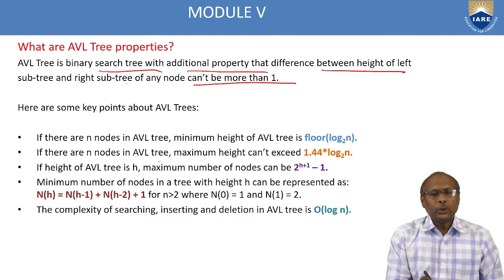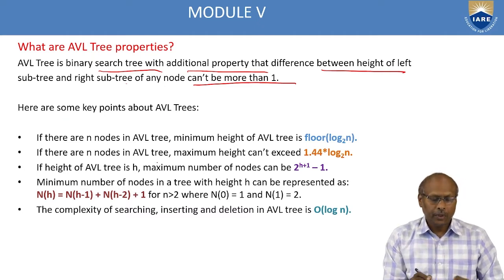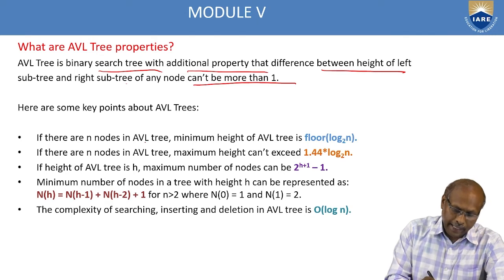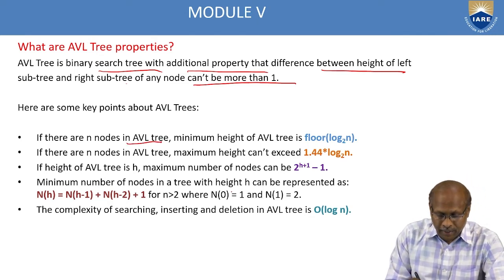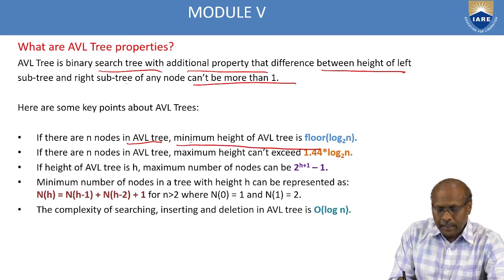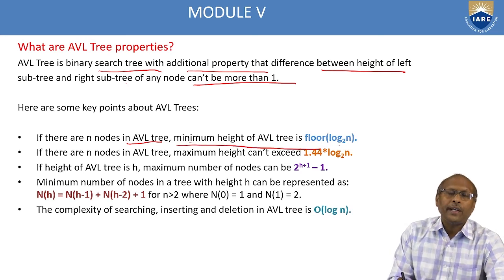There are some key points you should remember for AVL tree. What is the key point? If there are n nodes in an AVL tree, the minimum height of the AVL tree is the floor of log n base 2.